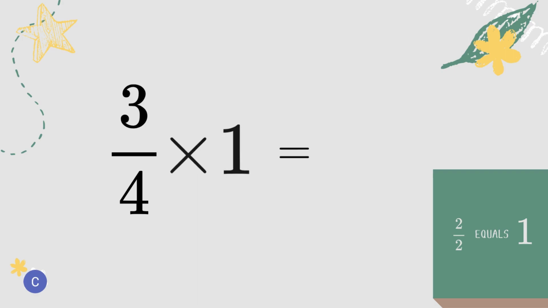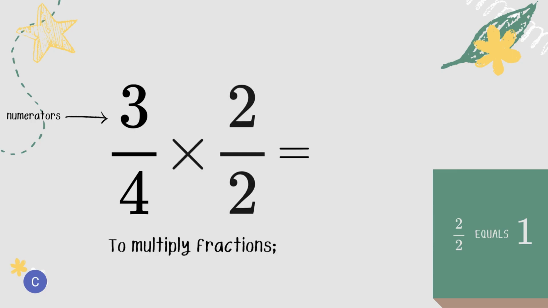We can use any form of the number 1. Let's use 2/2. Remember, 2/2 is really 1. To multiply fractions, we multiply the numerators and we multiply the denominators.